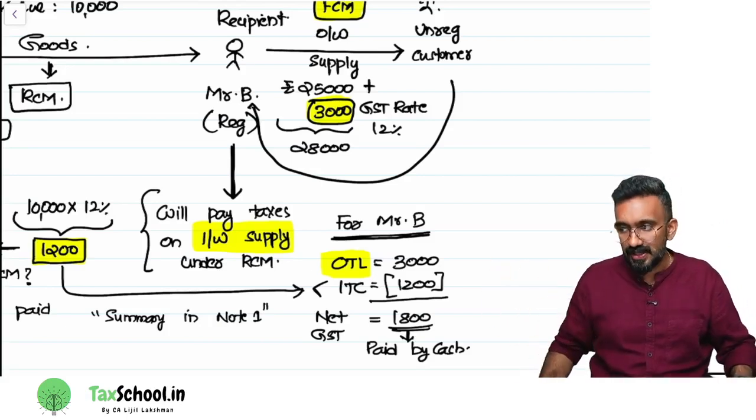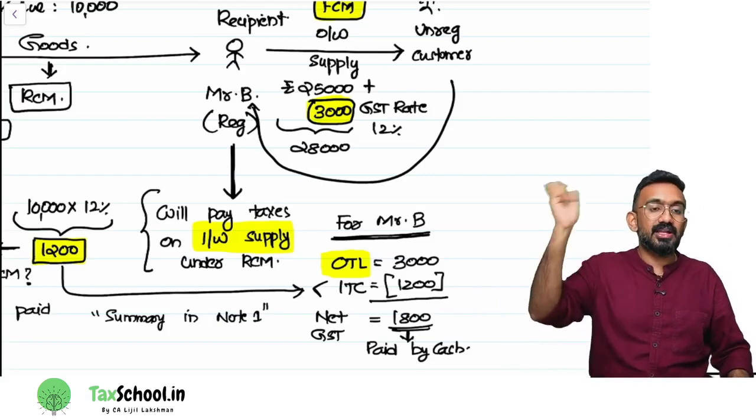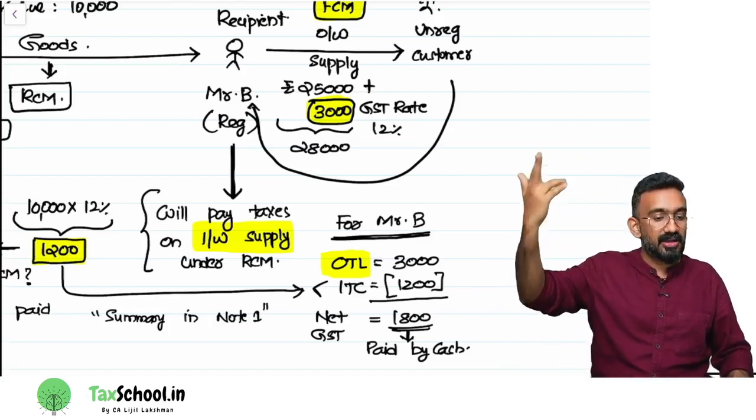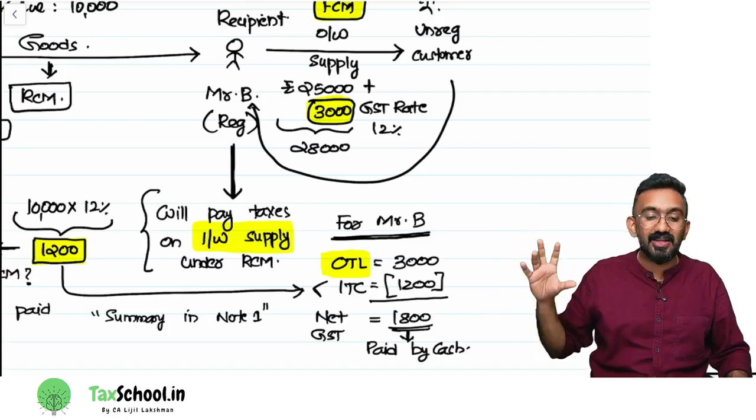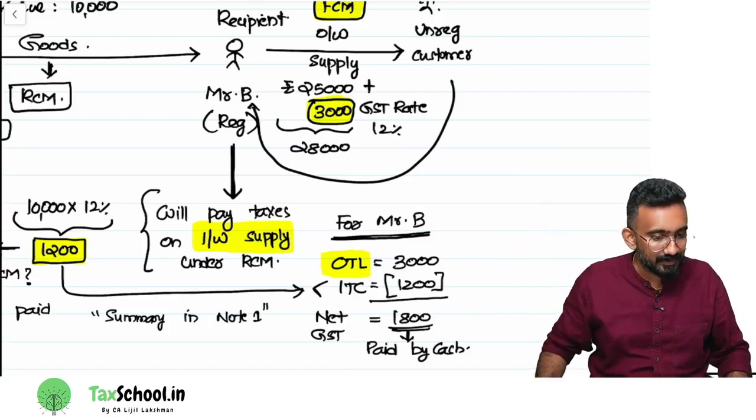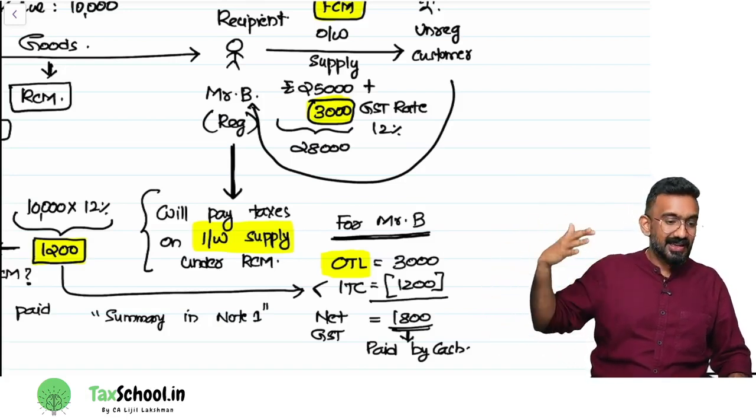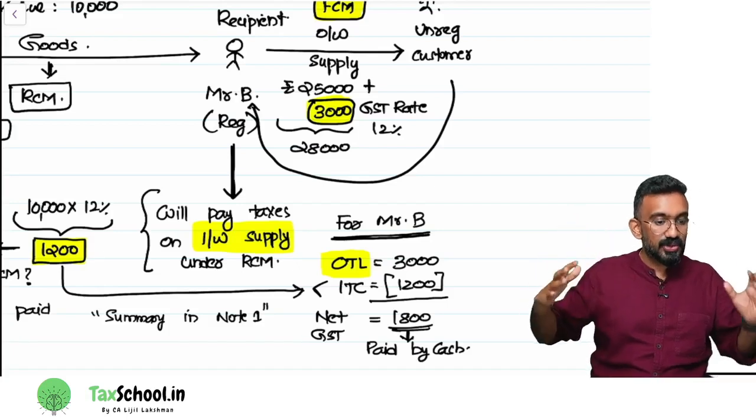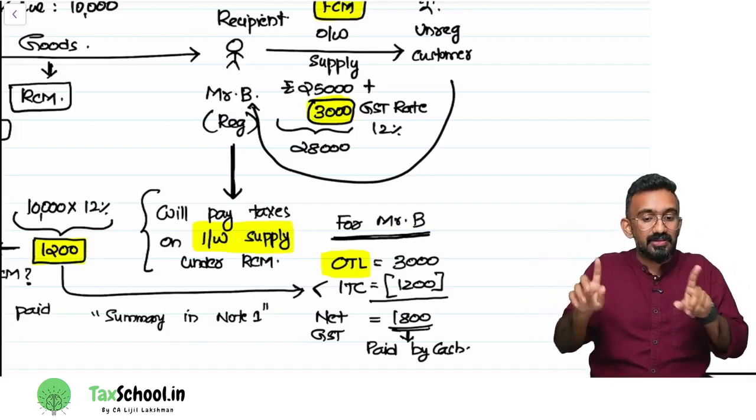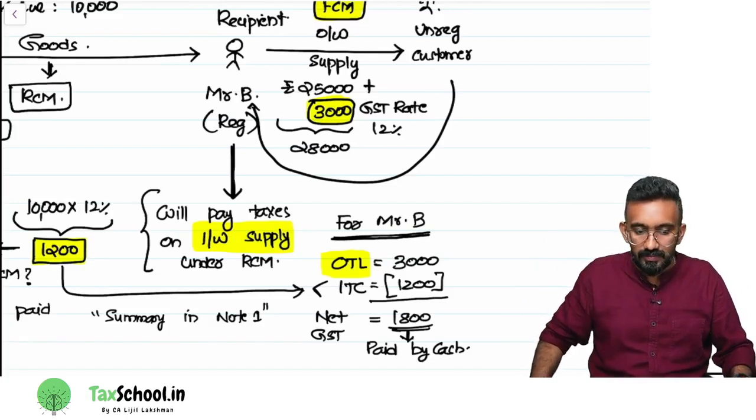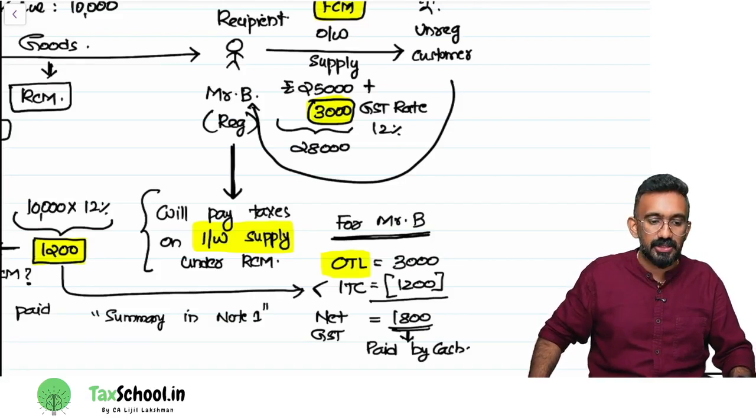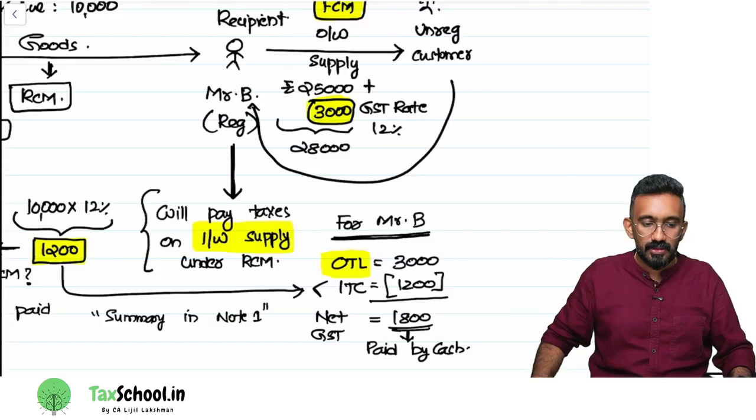Net GST is 1,800, which is paid by cash. Before that, they had paid 1,200 by cash as well. So in total, they would have paid 3,000 by cash. This is how you will answer that. But 1,800 is net GST payable. 1,200 was tax paid under RCM. Put together, they had paid to the GST department for this month 3,000. Is that clear to all of you? Is that clear how the question is generally asked? Can I have a quick thumbs up if it's clear to you? Can I go ahead? Okay.